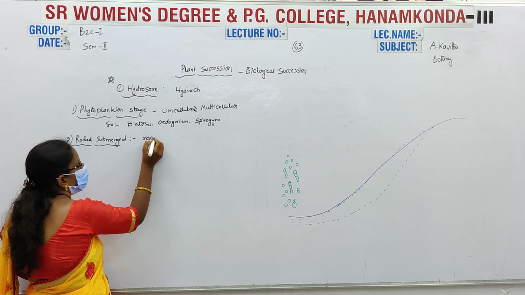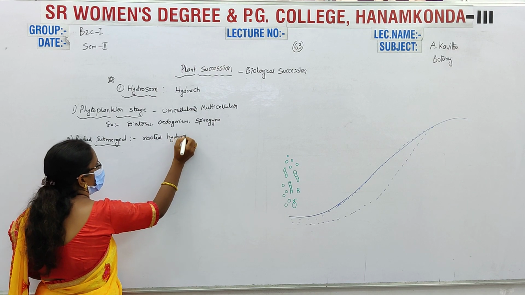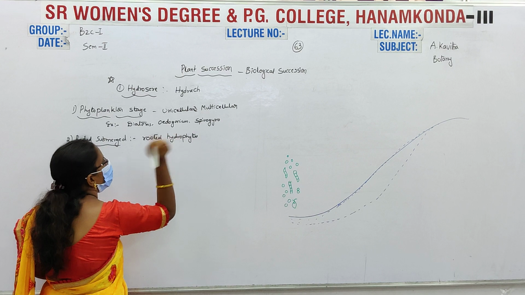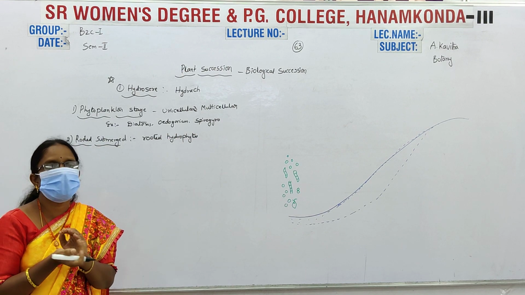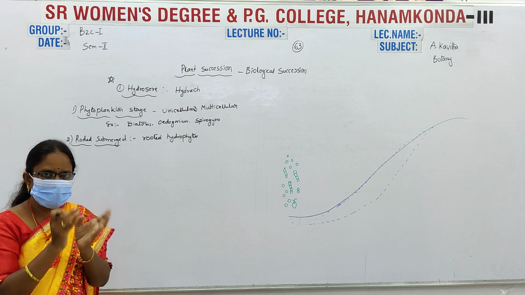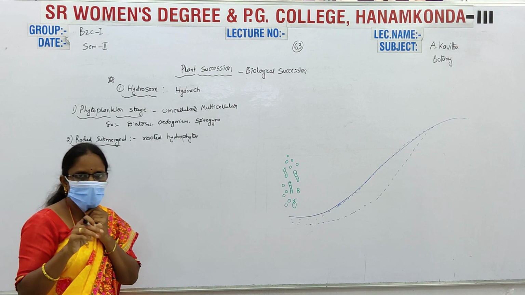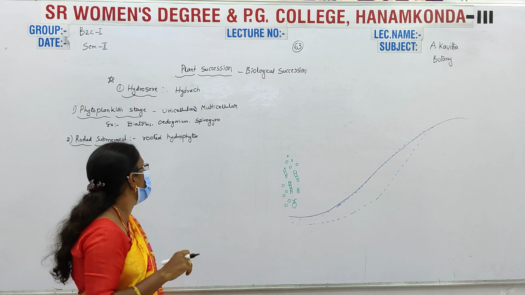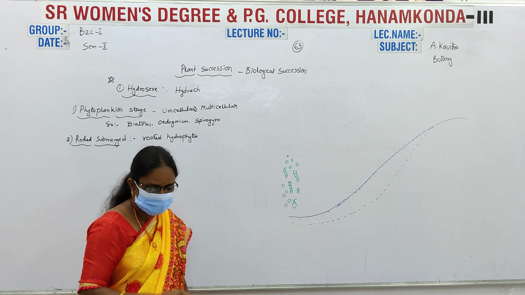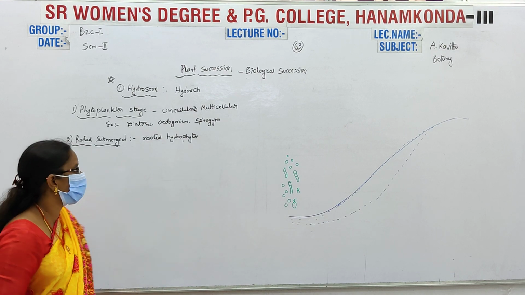Rooted hydrophytes. These hydrophytes are attached to the substratum by the roots, and the total plant is completely present inside the water. Completely inside the water. This is the rooted submerged stage. For example, Hydrosere.